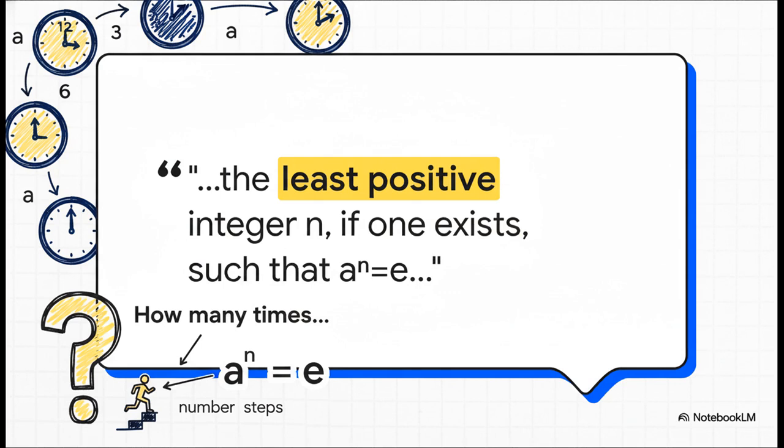Okay, so you see this phrase in the textbook. It might look like a jumble of letters, but it's actually super simple. n is just our number of steps. a is the action we're repeating, like add 3 hours. And e is our starting point, our 12 o'clock. So the whole equation is just a very compact way of asking, how many times do I have to do a to get back to e?